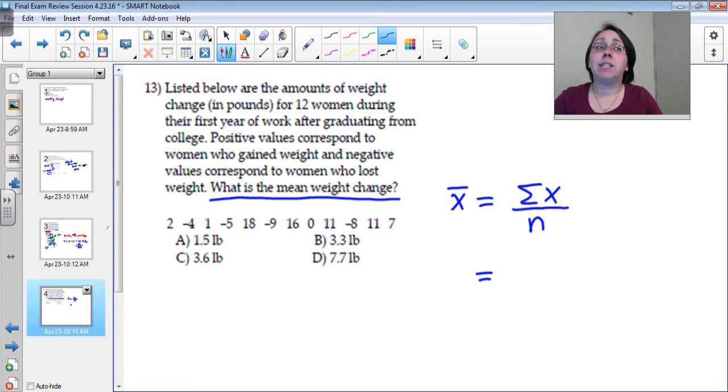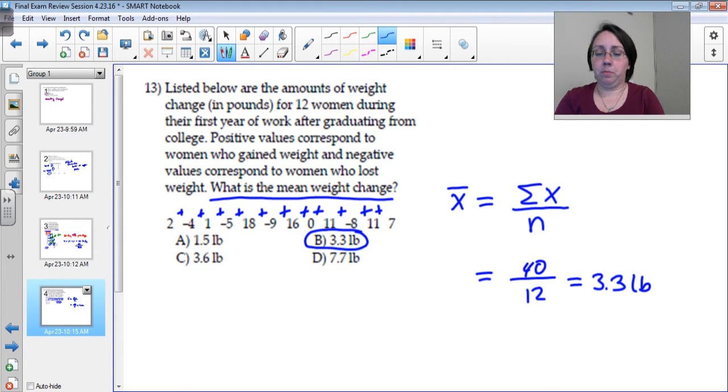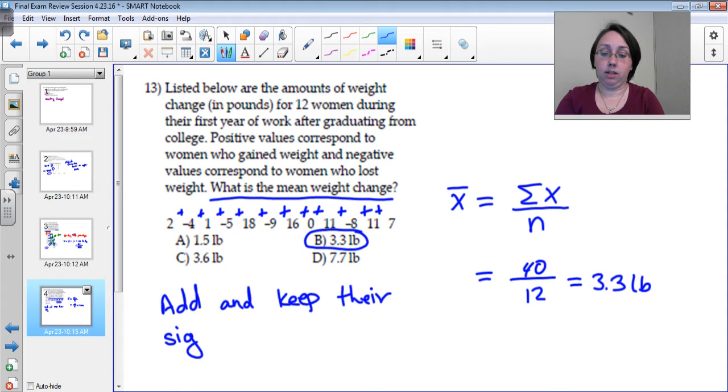Very good. Now, some of these are negative and some of these are positive, so you will be subtracting and adding. You keep the signs that are appropriate. Okay? So we add up all those numbers. Just punch them in your calculator with whatever sign they have. This one, that's 40. 40 divided by how many? 12. Did you get 3.33? Now, they rounded it to one decimal place, so it would be 3.3. So just be careful. Make sure you add and keep their signs in mind.